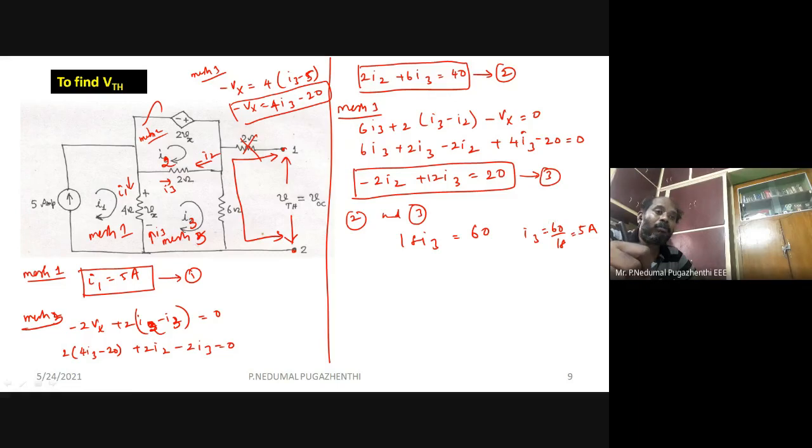Sorry, 16 by 18, it is not 5 amperes. What is that? Dividing by 6, we get 10 by 3. 10 by 3 is the current.